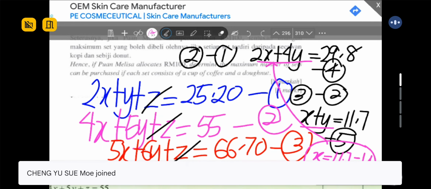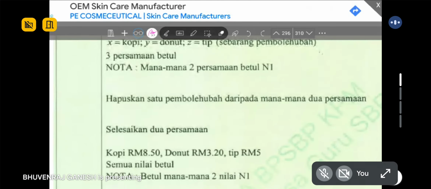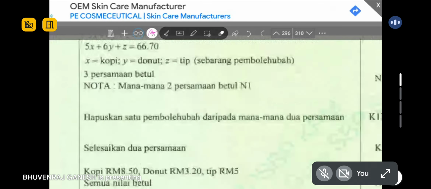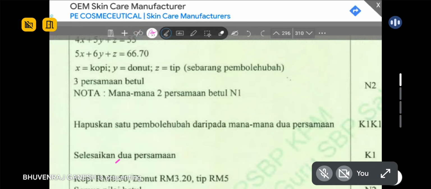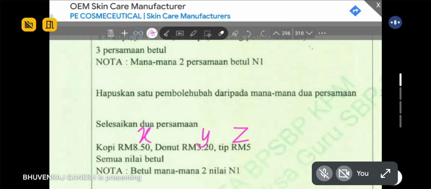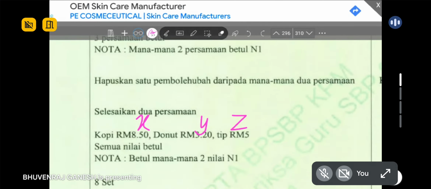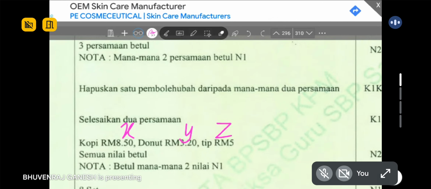Okay, then you will solve for y. Selesaikan untuk y. Okay, so you should get these answers. Okay, ini adalah jawapan dia. So you should get x, y, z. So x is 850, y is 320, z equals 5. Okay, can guys? Boleh? Dapat the concept?